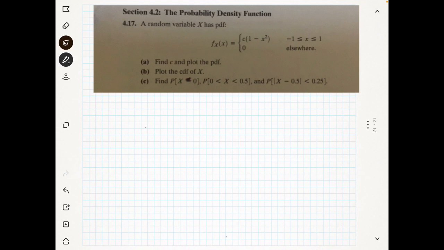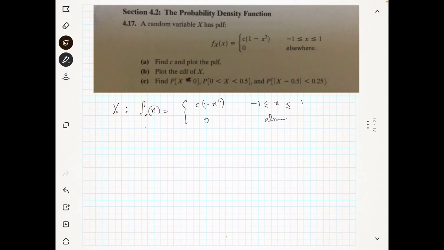Now you have a random variable x which has a PDF fx of x equal to c into 1 minus x square, between the range minus 1 and 1. This notation is showing between. All of you should understand this kind of notation, between, and it is 0 elsewhere.